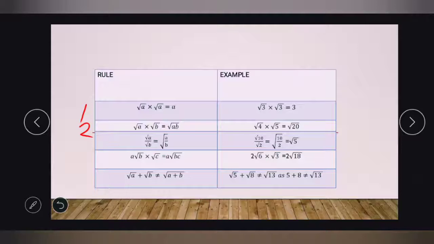Third point: the square root of a divided by the square root of b equals the square root of a divided by b. Example, the square root of 10 over the square root of 2 equals the square root of 10 over 2 equals the square root of 5.